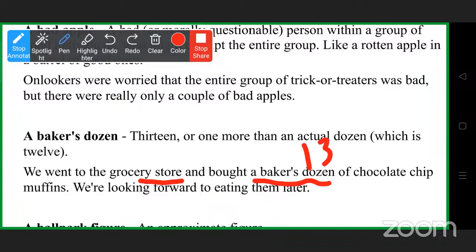We are looking forward to eating them later. So we have bought the baker's dozen. That means if you have bought 13 elements of anything, you can say that.